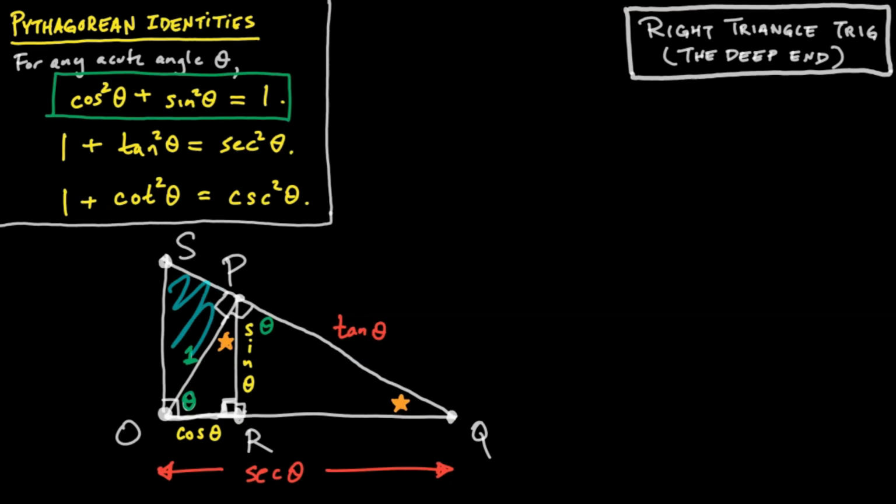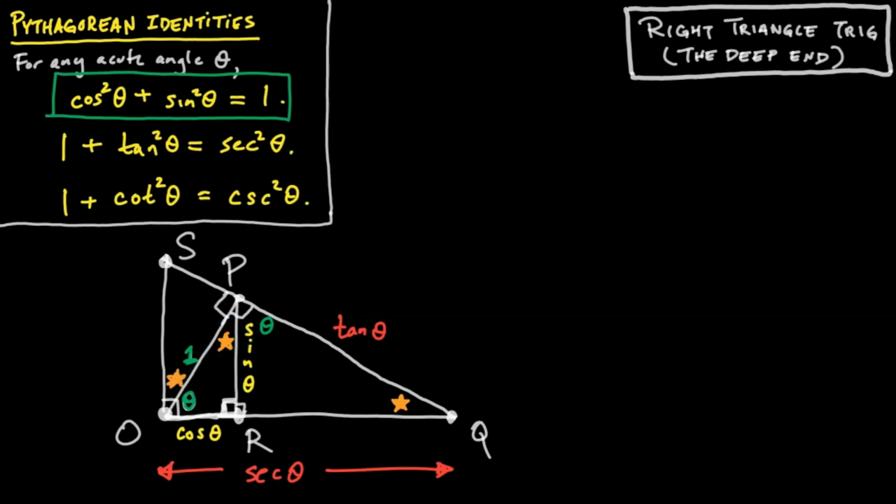And I claim that this one too is similar to all the ones we've been working with. How do I know that? Well, let's start down here at angle POS. How big is that angle? Well, we have a right angle here, and part of it is taken up by theta. So the rest of it has to be the complement of theta, since the two add up to 90 degrees. Well, what's the complement of theta? In our picture, that's the orange star. So there it is, our orange star.